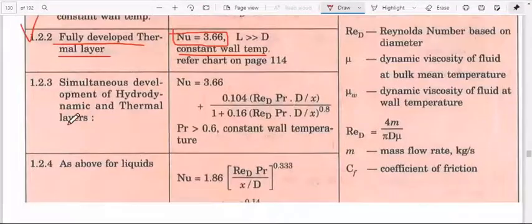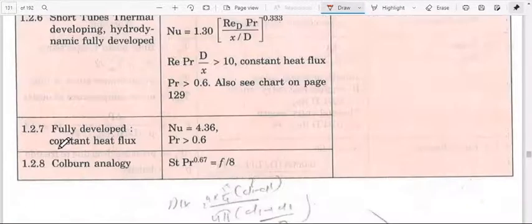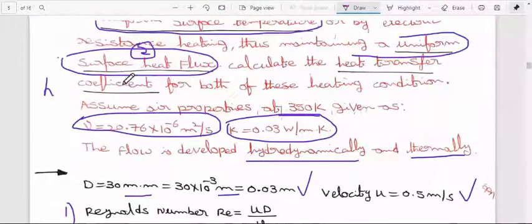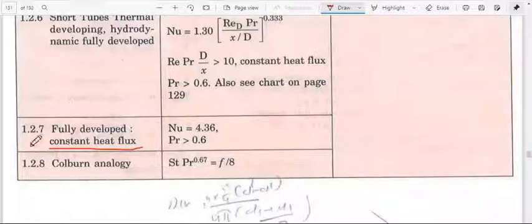From the data book page number, we can search the flow conditions: fully developed, constant heat flux. So in our question, the second one is uniform surface heat flux. So here, this is the uniform heat flux, formula 1.27.